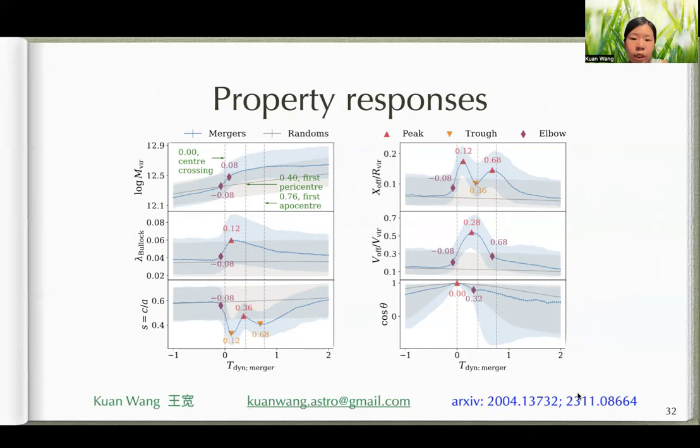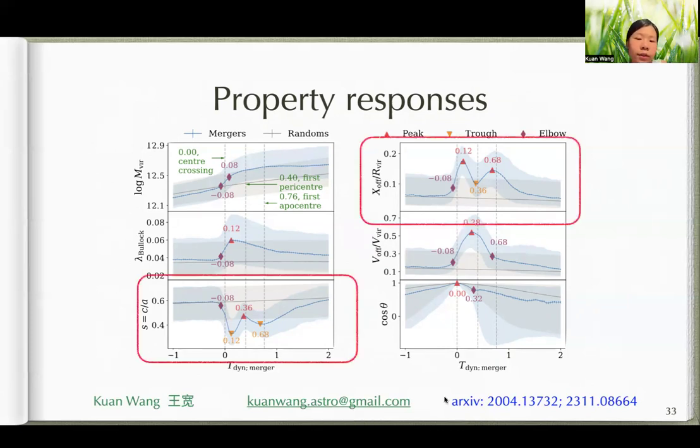The three characteristic stages of the merger are marked with vertical dashed lines, and we measure the timescales associated with the peaks, troughs, and elbows in the property responses. You can see that the characteristic timescales differ between different properties. In the interest of time, we'll focus on two pairs of properties.